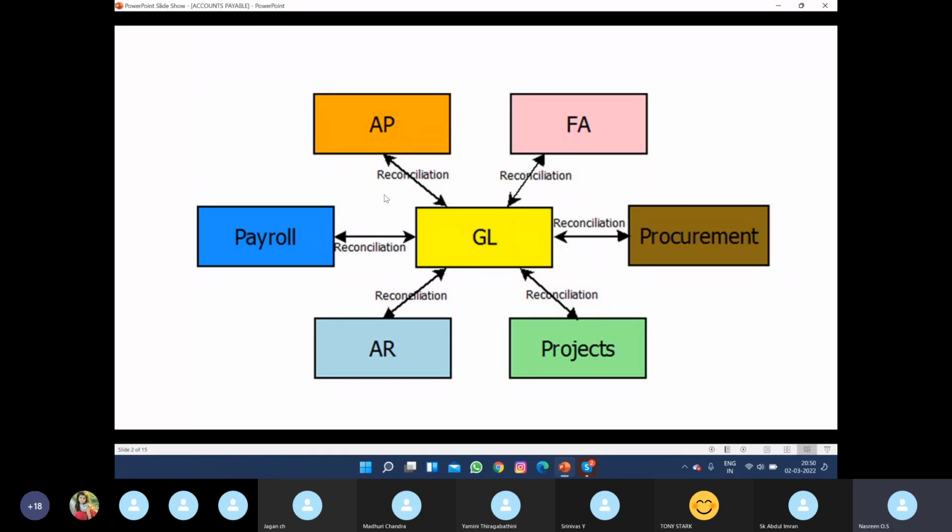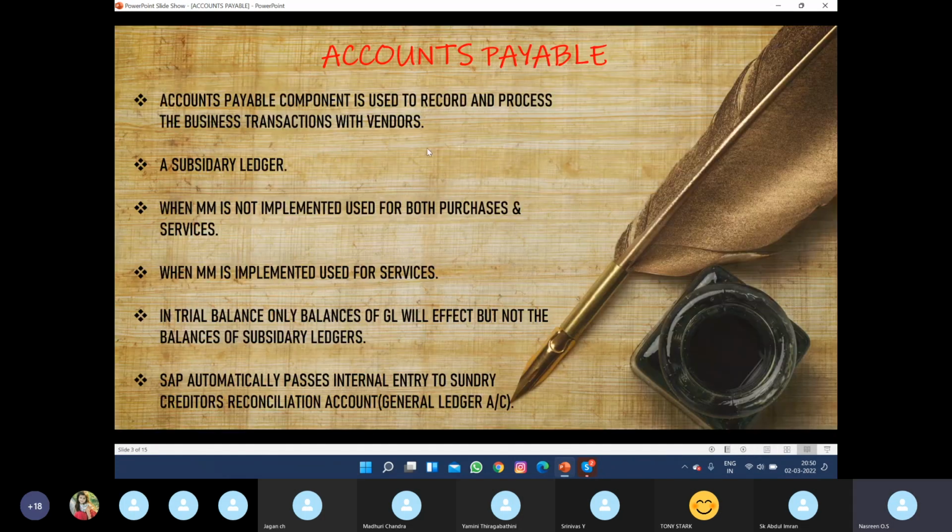Today our topic of discussion is a subsidiary ledger, which is accounts payable. AP refers to accounts payable. So accounts payable is our topic. What is accounts payable? Let's understand.